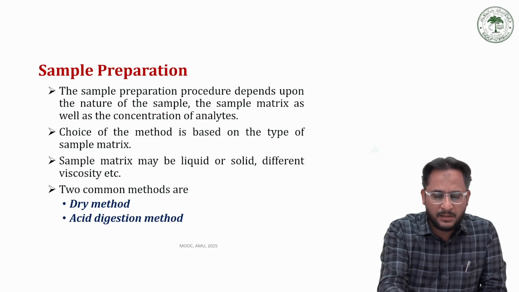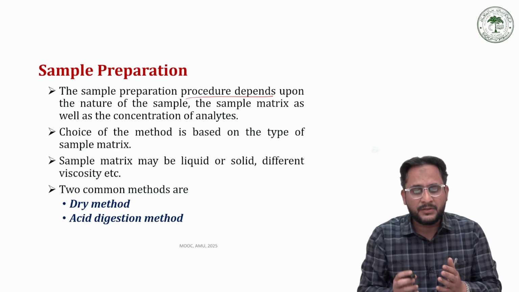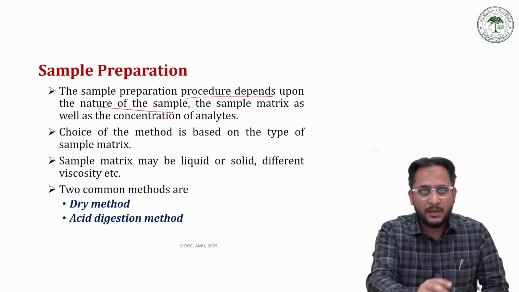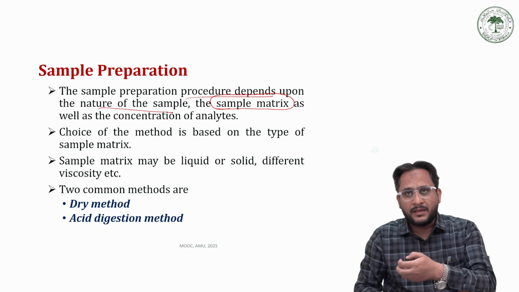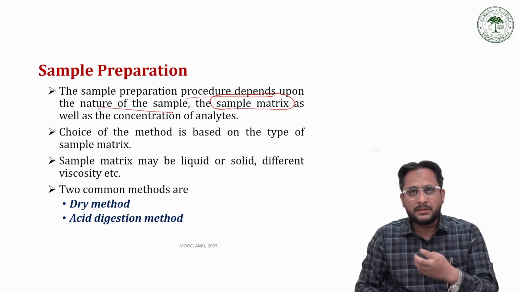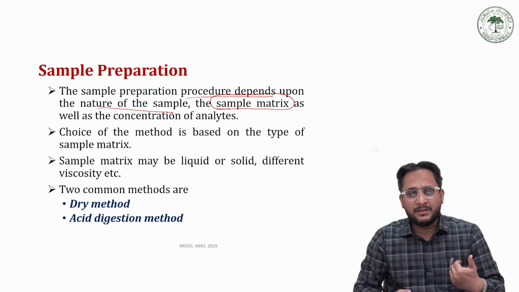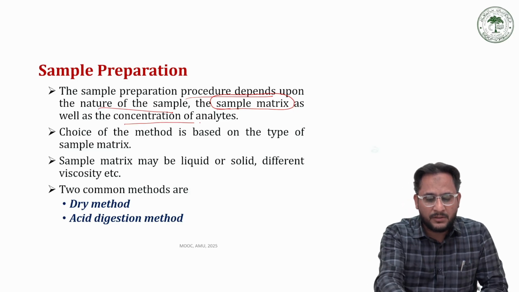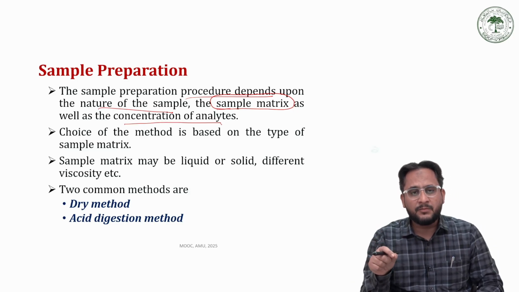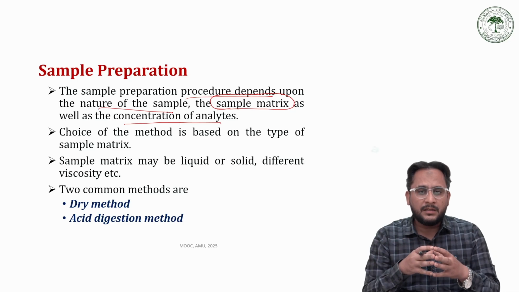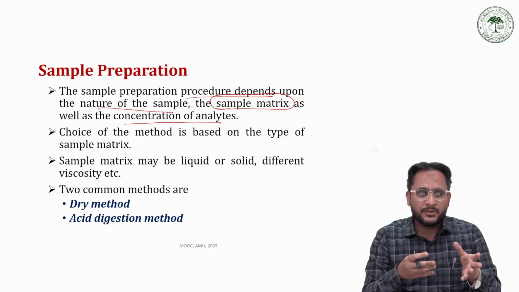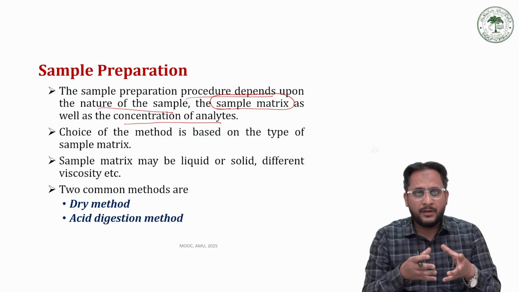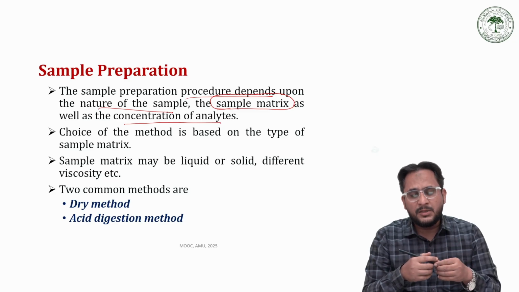As you can see here, the procedure of sample preparation depends upon the nature of the sample, and even more important is the type of matrix from which we are going to make the studies. Of course, the concentration of the analyte present in that matrix is very important. Sometimes the target analyte is present at very low concentrations, even in traces, and therefore for such a sample we cannot go for an atomic absorption spectroscopy technique, and therefore we have to go for ICP AES, or I should say ICP OES techniques.